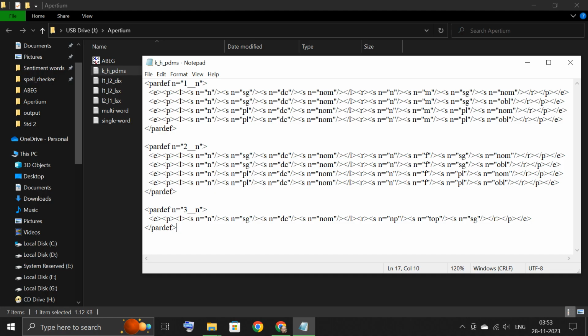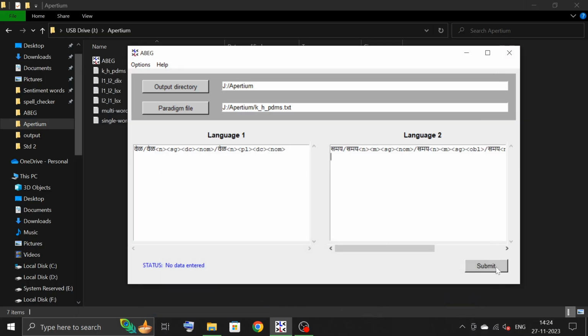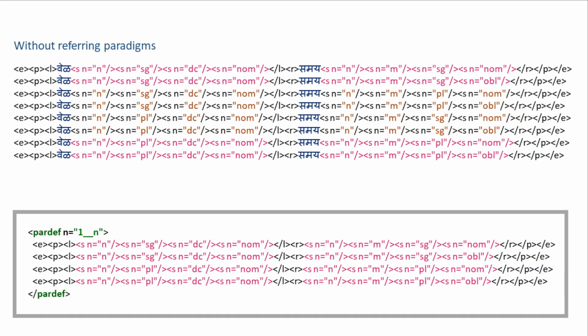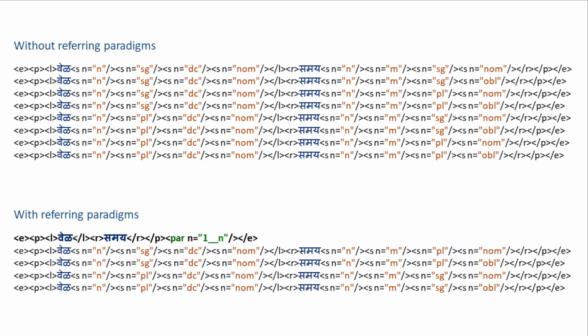For referring paradigms, users need to first collect all the paradigms from the bilingual dictionary and store them in a txt file, like the one shown in this image. The path of this file needs to be specified in the application. For demonstration, I will be considering a previously used example and compare the results. So the input entries whose grammar types were the same as the grammar types of a paradigm were generated with reference to paradigm name.